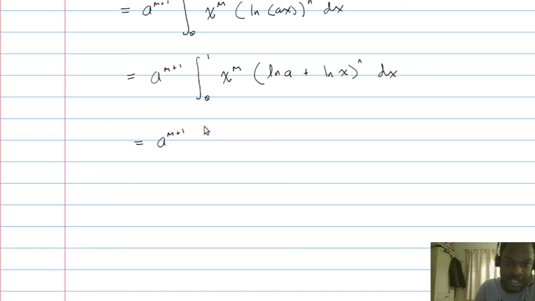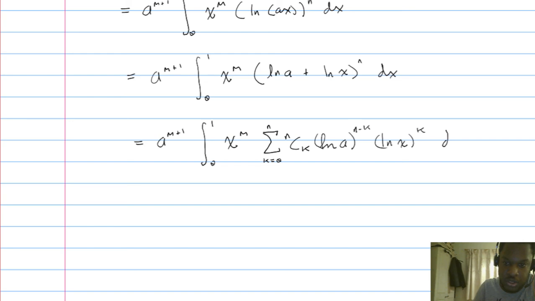So a to the m plus 1, the integral from 0 to 1 of x to the m, and we write this as the sum, and we need a new index. We used m and n, and I like k for indices in sums. So k from 0 to n of n choose k, and we write the natural logarithm of a to the n minus k times the natural logarithm of x, all to the k, and this is all to be integrated with respect to x.